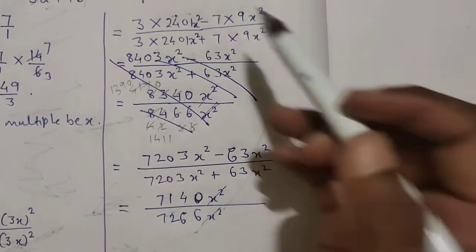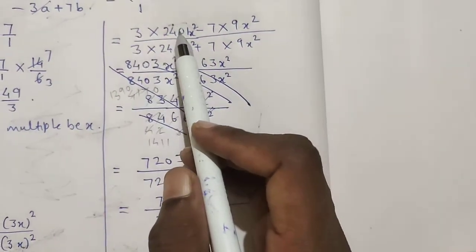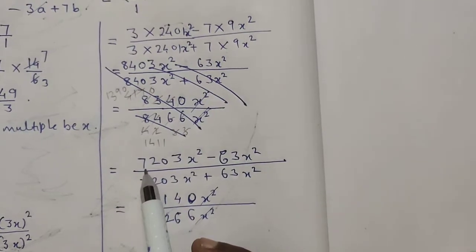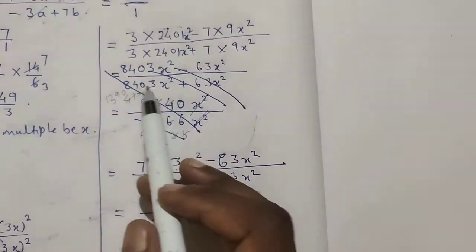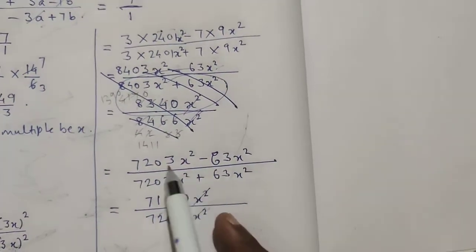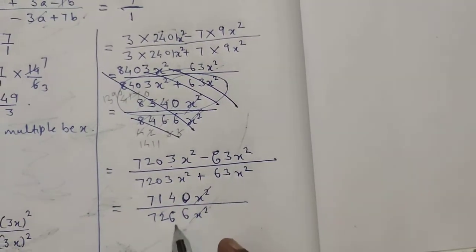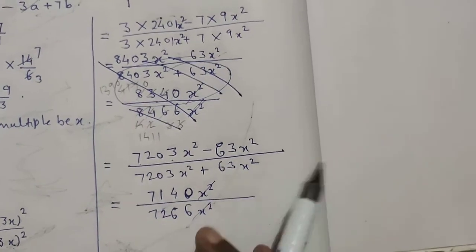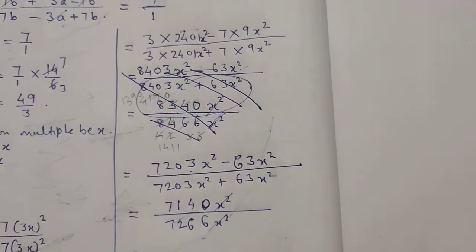Okay, sorry students, if you do multiplication of 3 with 2401, you are going to get 7203 instead of 8403. So that was my mistake. Now see, if you do proper multiplication, subtraction and addition, you are going to get this number. Now x square gets cancelled.